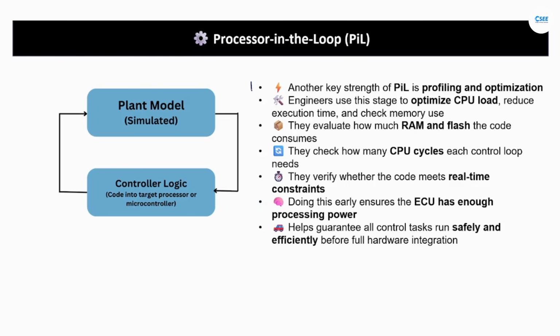Another powerful aspect of PIL is profiling and optimization. Engineers use this stage to optimize CPU load, reduce execution time, and check memory footprint. They can evaluate how much RAM and flash memory are consumed, how many CPU cycles are needed per control loop, and whether the code meets real time constraints. By doing this before full hardware integration, they ensure that the ECU will have enough processing power to handle all control tasks safely and efficiently.